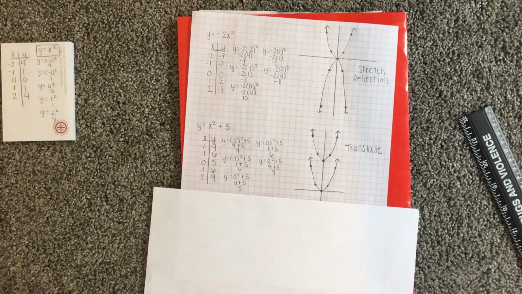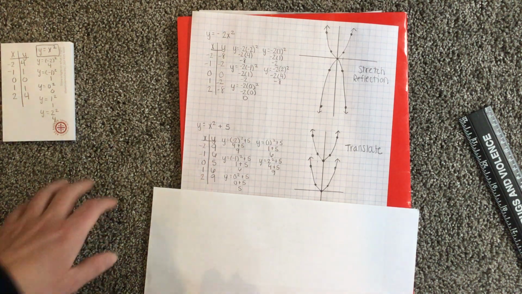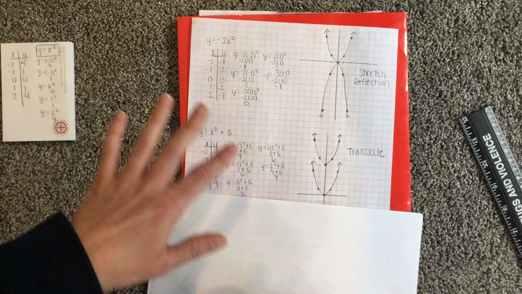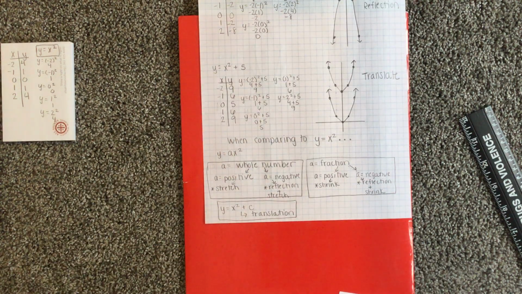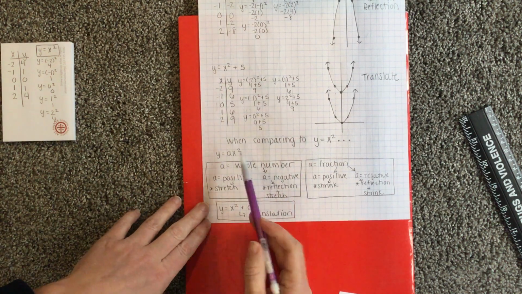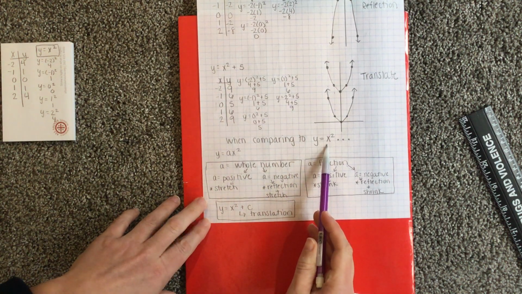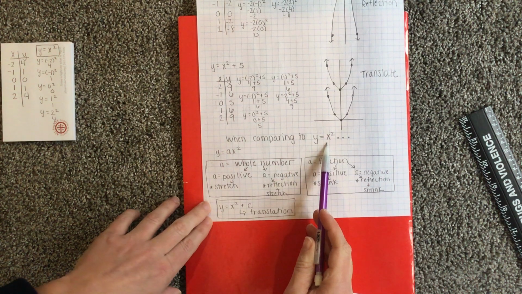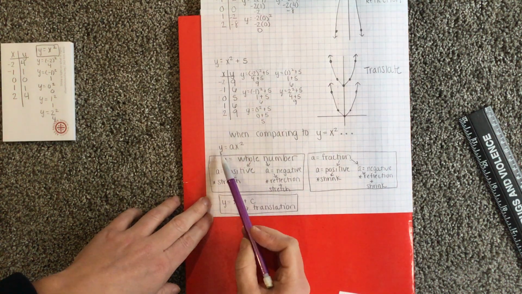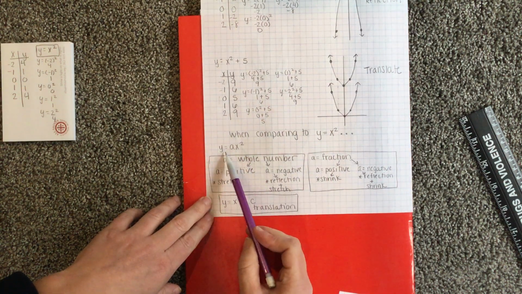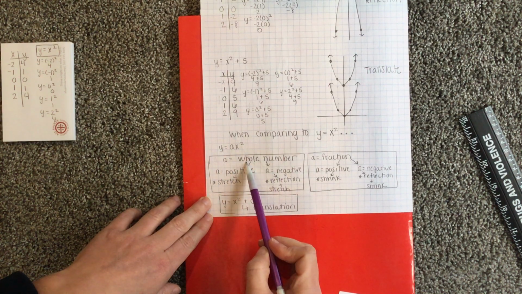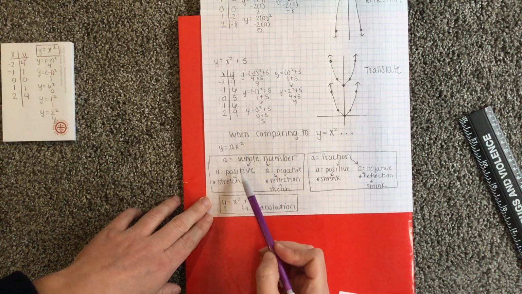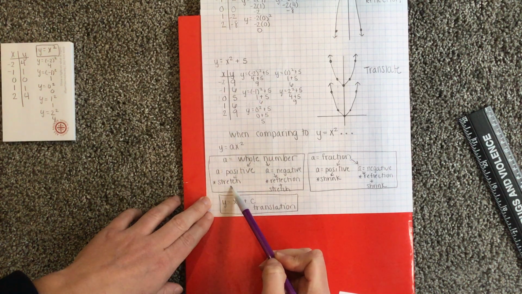So lots of patterns going on here. Some people are just going to be able to look at the equation and know what's going on. Otherwise, I have a flow chart for you here. I think it is important that you write this down. When you're comparing to this original equation, a couple different things can happen. In your equation, if the a term is a whole number, so 1, 2, 3, 4, 5, and so forth, and it's positive, it's just a stretch.